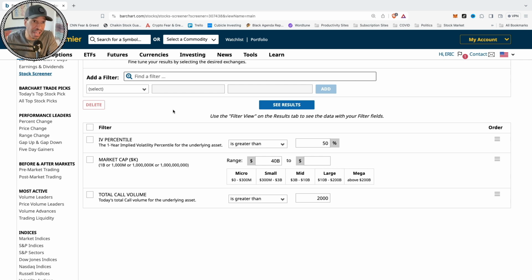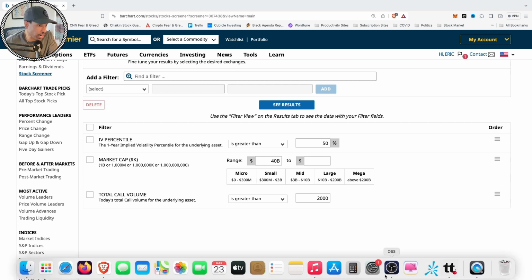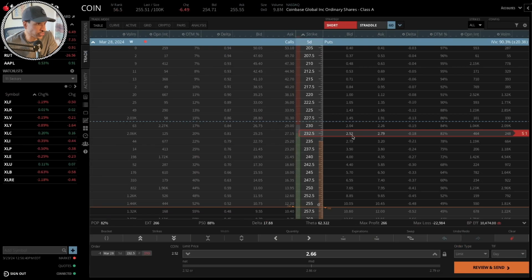Well, the higher the IV, the larger the credit you'll receive for selling a cash secured put option or a naked option, right? And so when you sell a put option, you don't necessarily have to always have the intent or the desire to actually own shares of stock in the company.